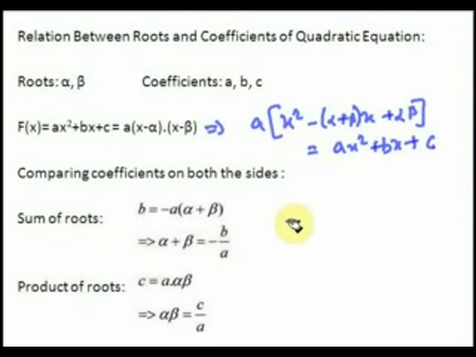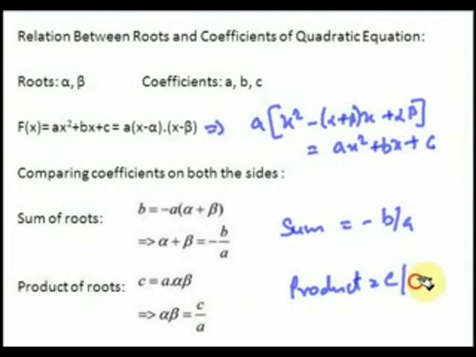If we compare both the equations, we get that the sum of roots alpha plus beta is equal to minus b by a, and the product of the roots alpha into beta is equal to c by a.